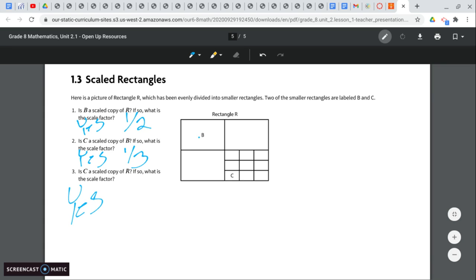Now, being as we know what the scale factor is to go from B to C, and from R to B, we multiply these two together. So 1/2 times 1/3 equals 1/6. So the scale factor to go from R to C is 1/6. So looking at these different scales and being able to figure out what those scale factors are.